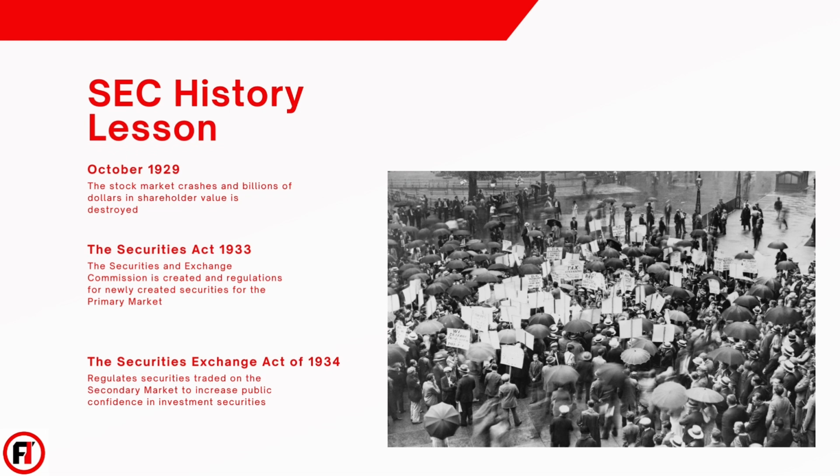Then what followed the October 1929 crash was the Securities Act of 1933, which basically put in place the SEC and the initial public offering documents that we need to add to the primary market. And the Securities Exchange Act of 1934 covered the follow-up documents, like the quarterly reports and the 10Ks that y'all need to file every year. So it's basically regulation for the secondary market.